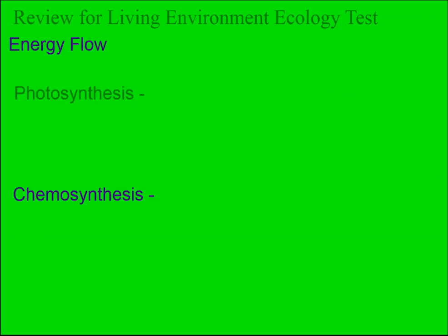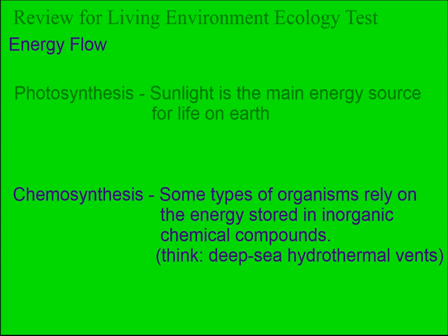Next, we're going to talk about how energy flows through an ecosystem. It starts with autotrophs. They're either photosynthetic or chemosynthetic. Photosynthetic organisms are using sunlight to make food. Chemosynthetic organisms use inorganic compounds.